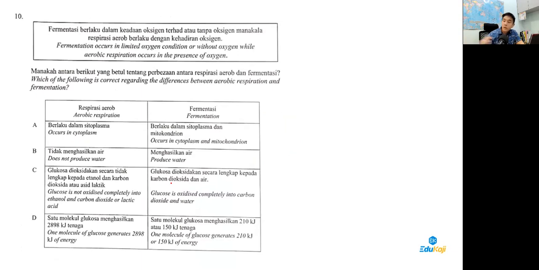And number 10 from chapter 7, is just comparing aerobic and anaerobic. So you should get answer donkey. Guys, you should get answer donkey. Terbalik, opposite, okay? Opposite.